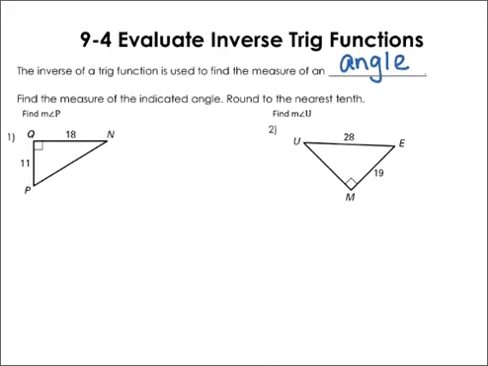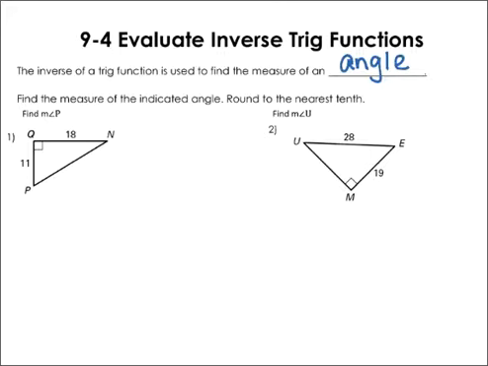The reciprocal of cosine is secant, the reciprocal of sine is cosecant, and the reciprocal of tangent is cotangent. That is not what we're doing today. Today we're going to do the inverse. So we're actually going to be looking for missing angles. I'm going to erase that. I don't need that anymore. Let's go ahead and try this.